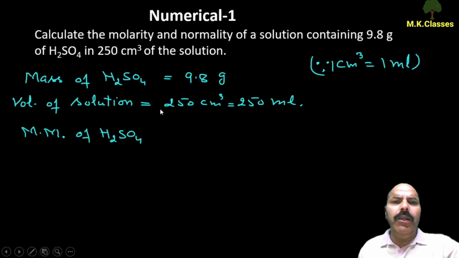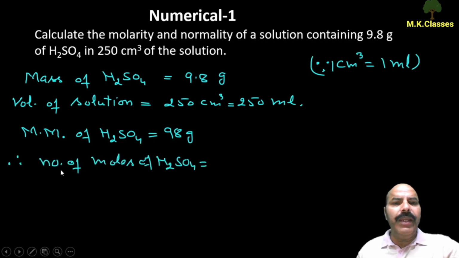Now the molecular mass of sulfuric acid is 98 gram. You should know how we can find it out. 2 atoms of hydrogen, plus 1 atom of sulfur, then 4 atoms of oxygen are there. So 2 into 1 plus 1 into 32, because the atomic mass of sulfur is 32, and the atomic mass of oxygen is 16. So the sum of the atomic masses is 98 gram, that is the molecular mass of sulfuric acid.